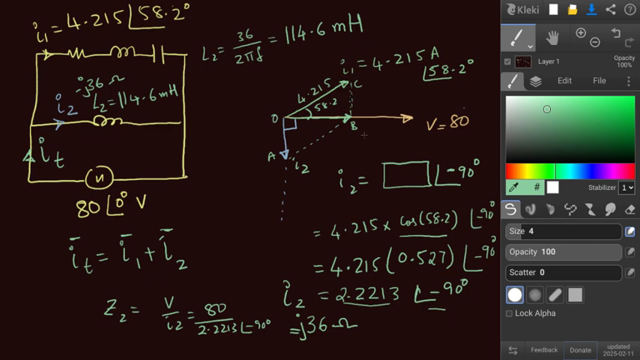I think I made a mistake. Sorry for the confusion. It's not cos, it is sine, right? Opposite is sine. Why did nobody stop me? So here, instead of cos, you need to give sine. That's what I was wondering. People watching the video will be confused. Anyway, what is sine of 58.2? Let's correct it.